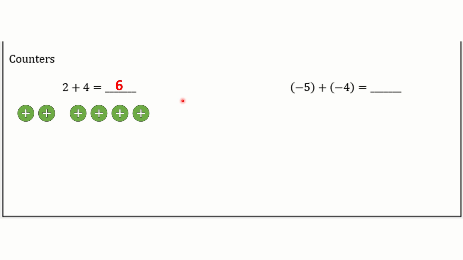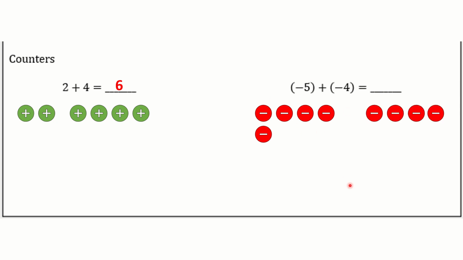Now, if we have negative 5 as our first number, I'm going to start off with 5 red negative counters. And they have a little minus sign there, so here's my 5 negatives. And I'm adding 4 more negative counters. Altogether, that gives me 1, 2, 3, 4, 5, 6, 7, 8, 9. But they're negative, so I got to make sure to put that negative 9 on there.